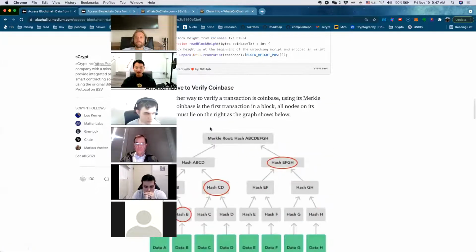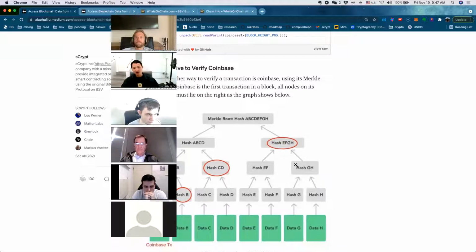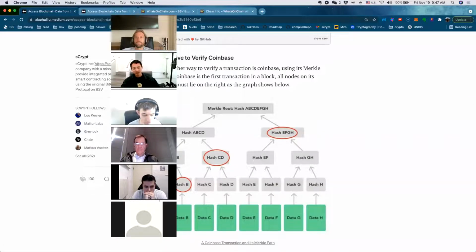We also have another way, right? If you look at the Merkle root here, I'm drawing one example here. If you look at the Coinbase transaction, because it's the first one, it's always on the leftmost of the tree. Make sense? So what does that mean? If you are on the leftmost leaf, all the Merkle path of this transaction will always be on the right branch.